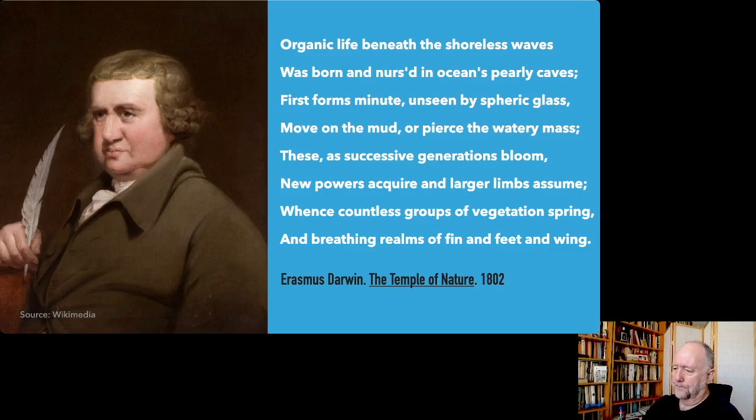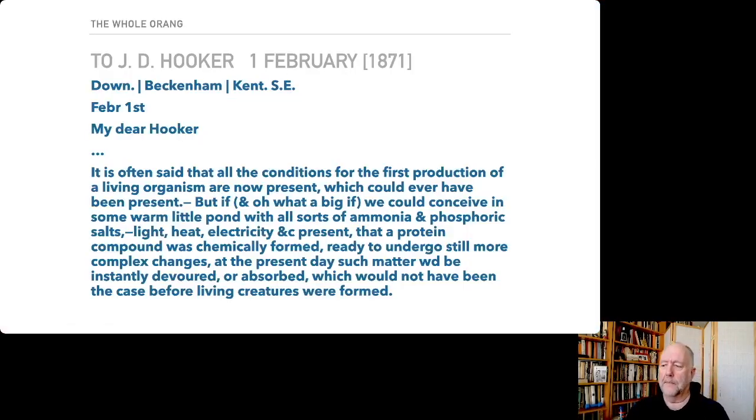Now, in a letter to Hooker in 1871, he proposed what is now referred to as Darwin's warm little pond, where he said, in the context of a much larger letter, "It is often said that all the conditions for the first production of a living organism are now present which could ever have been present. But if, and oh what a big if, we could conceive in some warm little pond, with all sorts of ammonia and phosphoric salts, light, heat, electricity and such present, that a protein compound was chemically formed, ready to undergo still more complex changes, at the present day such matter would be instantly devoured or absorbed, which would not have been the case before living creatures were formed."